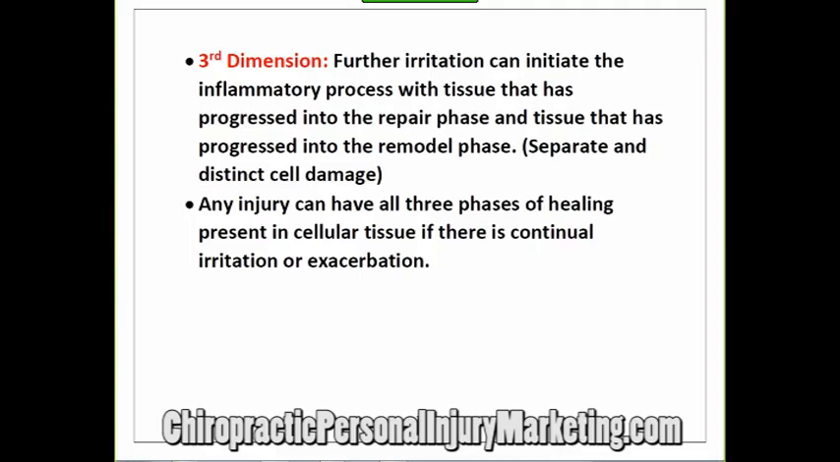Further irritation can initiate the inflammatory process with tissue that has progressed into the repair phase and tissue that has progressed into the remodel phase. So these are separate and distinct cellular damage. Any injury can have all three phases of healing present in cellular tissue if there is continual irritation or exacerbation. And that is more of the norm. It is not the norm to have an injury, no further irritant at all, the person strictly goes through each of the three phases of healing, and that's it. That is not the norm.